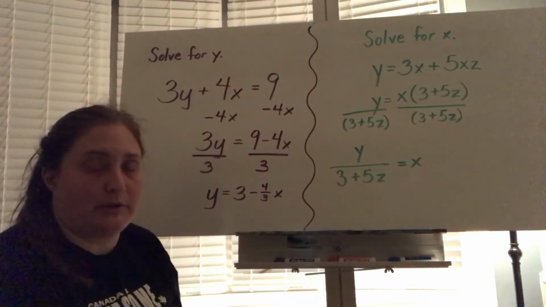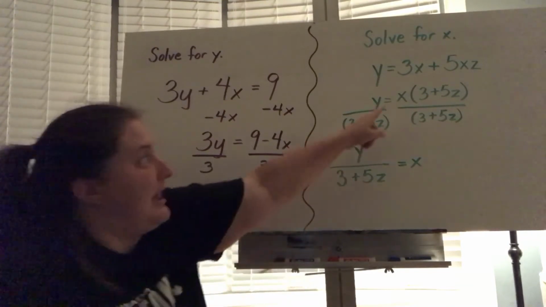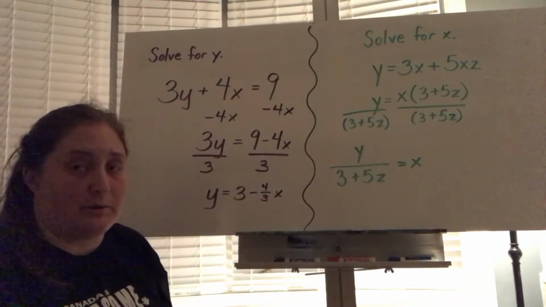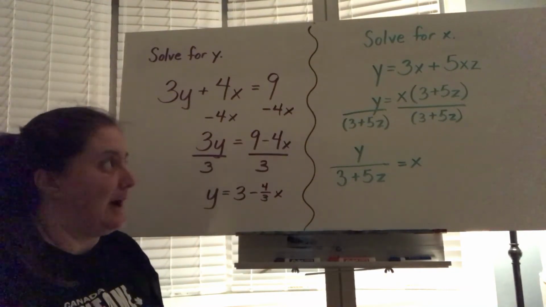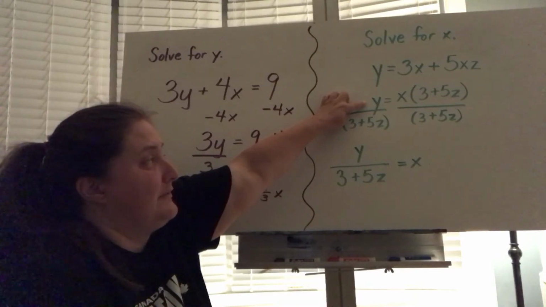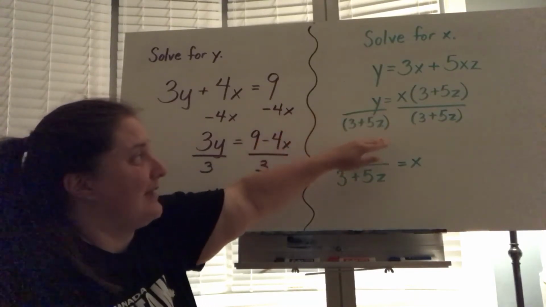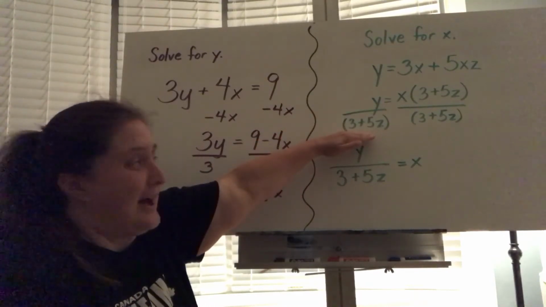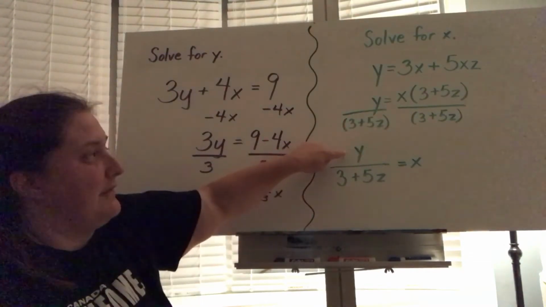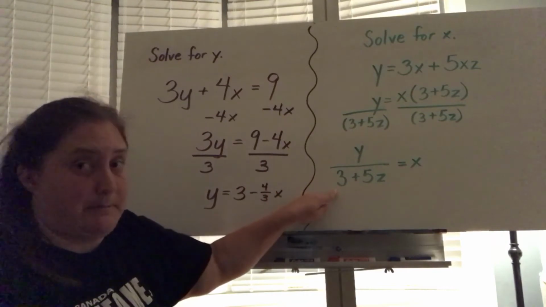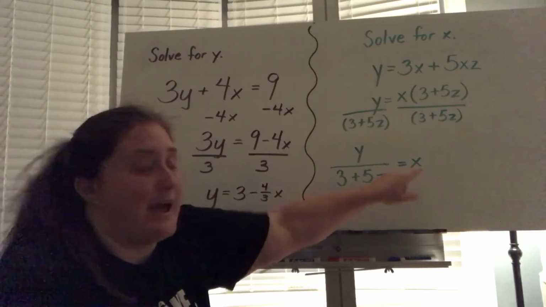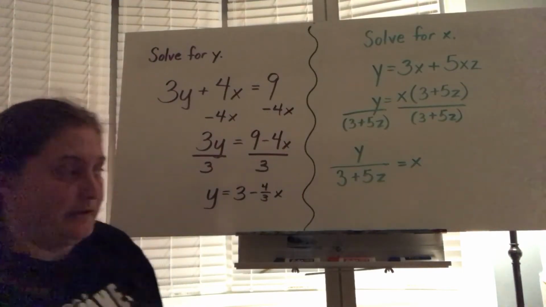You can imagine if you were going to distribute, x would go to the 3, x would go to the term 5z, and we'd be back with what we started with. So we're just taking that x out. Now we've got y equals x times 3 plus 5z. So I'm going to divide each side by the quantity 3 plus 5z. The 3 plus 5z will cancel out, and I'll be left with y divided by 3 plus 5z equals x. So in this case, I have solved for x. x is now by itself.